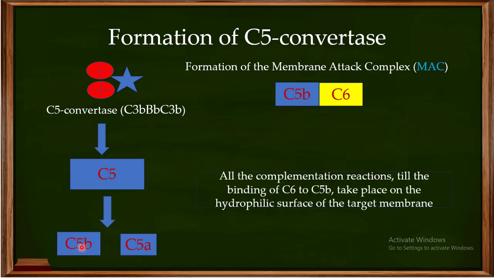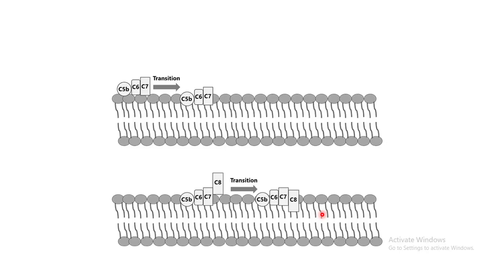Now, all of the complement reactions, starting from the formation of this particular C3b that we got from the C3 convertase, and all of the complement reactions till the binding of the C6 to the C5b, take place on the hydrophilic surface of the target membrane. So you are still on the surface of the pathogen. You have not yet inserted the complement proteins into the membrane of the pathogens.